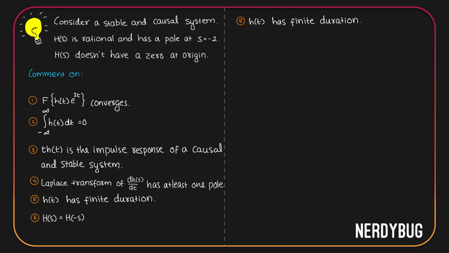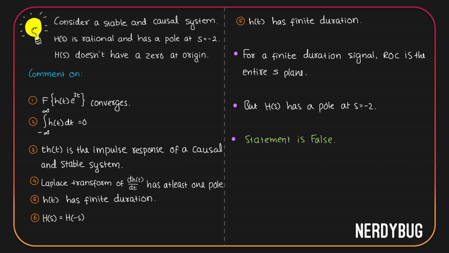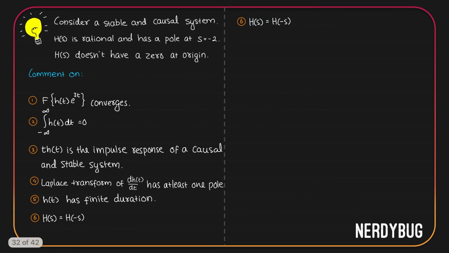h(t) has finite duration. We know that for a finite duration signal, ROC is the entire s-plane. But over here it is given that H(s) has a pole at s equal to minus 2. Poles cannot be included in the ROC. So s equal to minus 2 cannot be included in the ROC, which means ROC is not the entire s-plane, which means h(t) does not have finite duration. So the statement is false. Let's take the last statement.